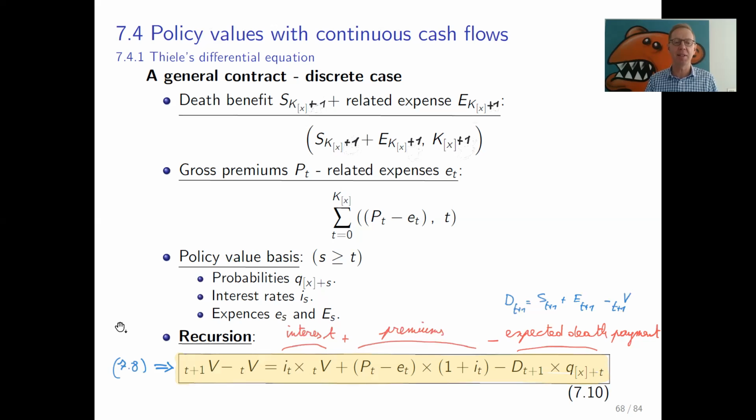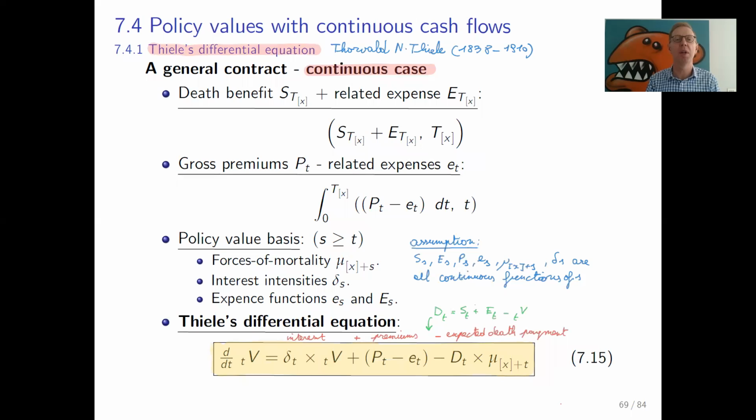So we can say this recursion tells us that the increase of the policy value from time t to time t+1 is caused by three factors: interest on the policy value, premiums minus expenses charged in that year, minus the expected extra death benefit payment for all the people. This is the discrete case.